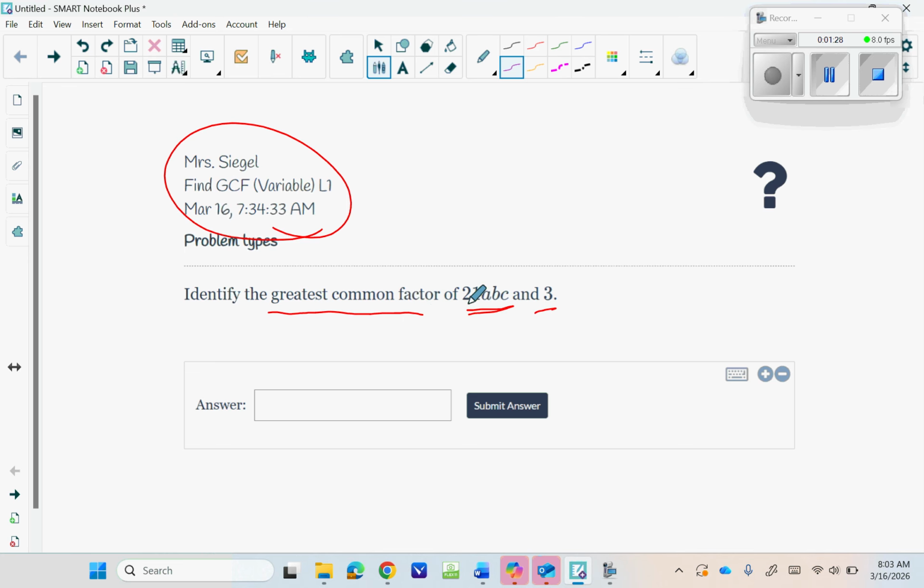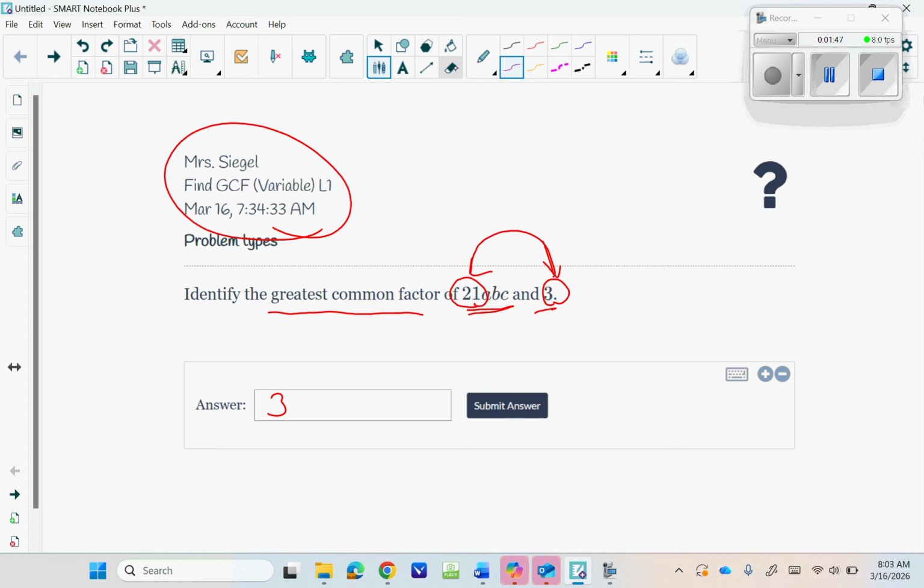So let's see, I have a 21 and I have a 3. The first thing I'm going to do is look at the smaller number and ask myself, does 3 go into that number? And it does. So that will be your GCF every single time. So I'm going to put a 3 there.